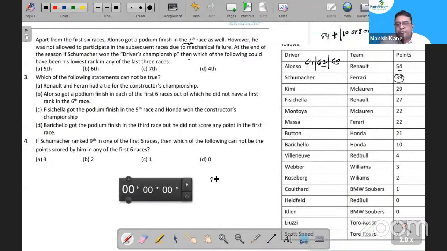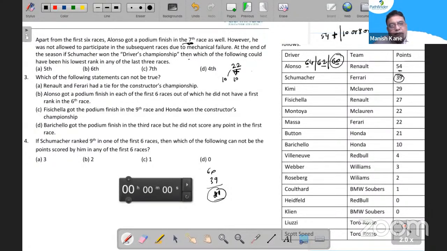39. What is the minimum he has to obtain? The minimum he has to obtain is 60. 60 minus 39 is 21. So Schumacher has to obtain 21 to equal Alonso, but Schumacher has to win. So in the last three matches, he has to get a score of 22.